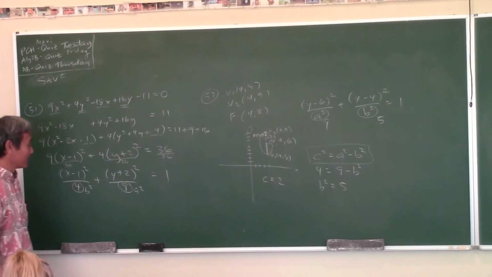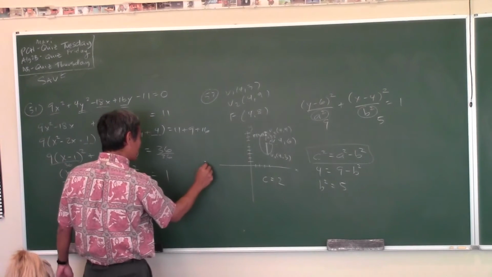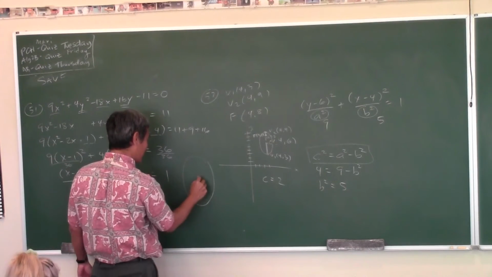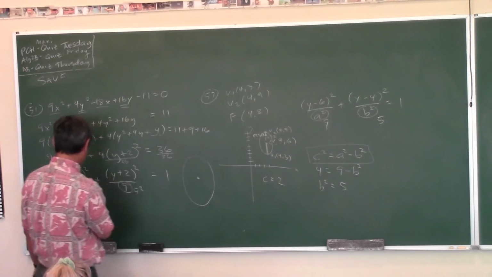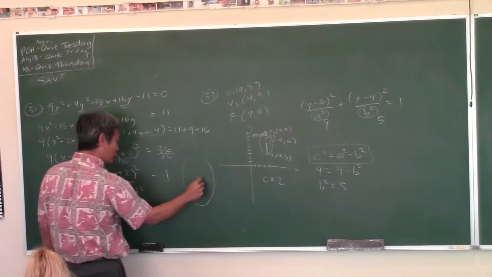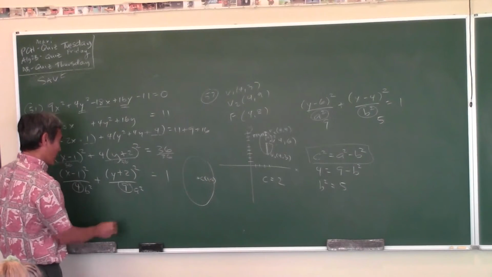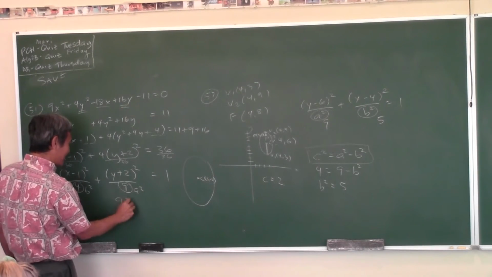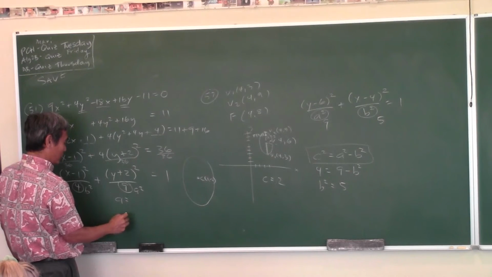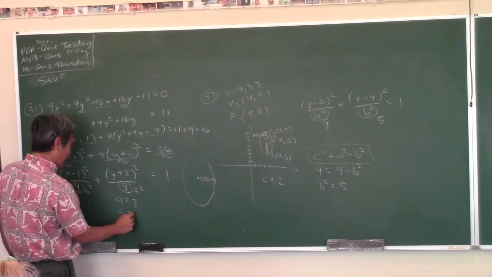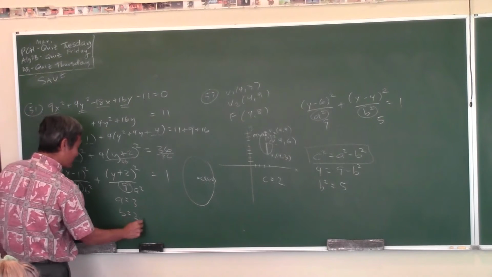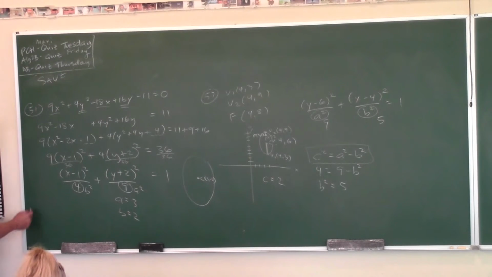I knew that, right? So this ellipse is an up and down ellipse. It's like this. Where's the center? 1, negative 2. Okay? So if a squared is 9, what is a? Let's figure out a, b, and c right now. 3. b is, if b squared is 4, b is 2. And how do you figure out c? c squared equals a squared minus b squared.